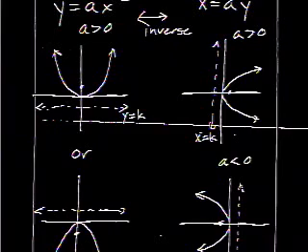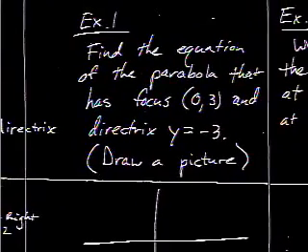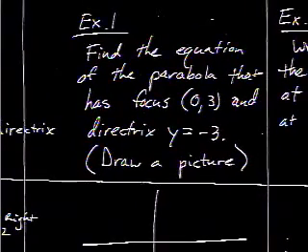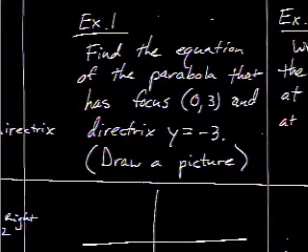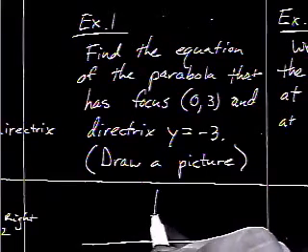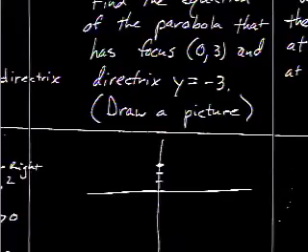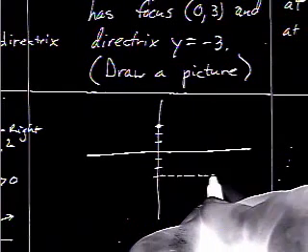So we have to draw the pictures. That's extremely important. So in example 1, it says find the equation of the parabola that has focus (0, 3) and directrix y equals -3. And my first piece of advice is always draw a picture. So (0, 3), and y equals -3.